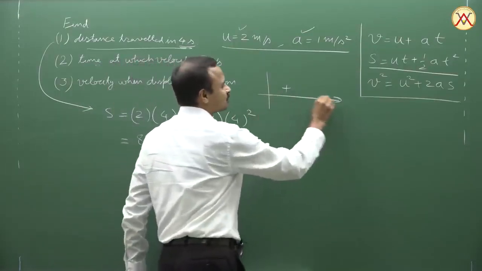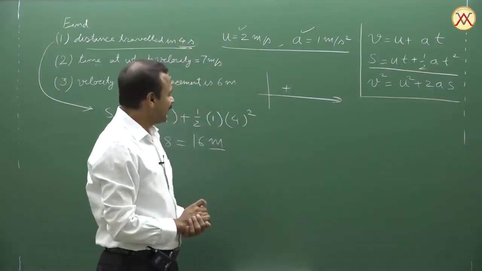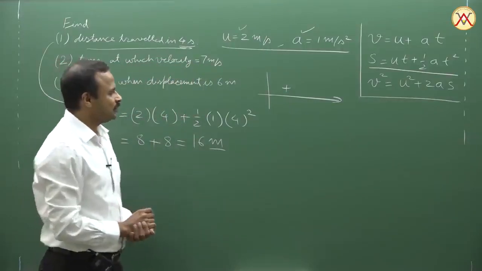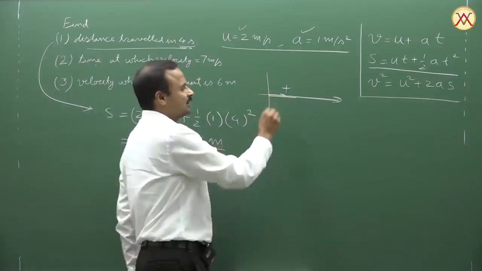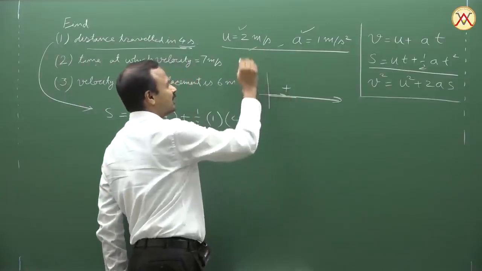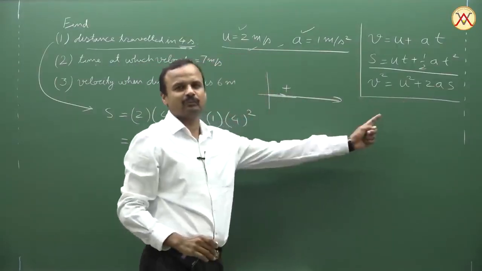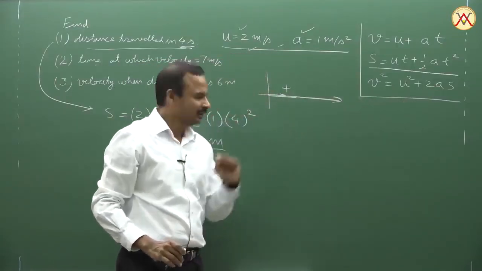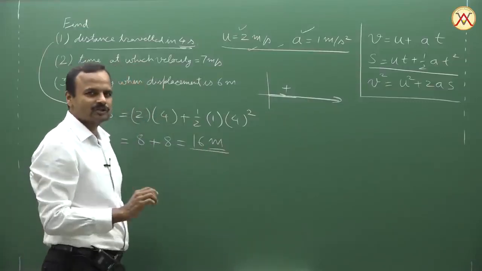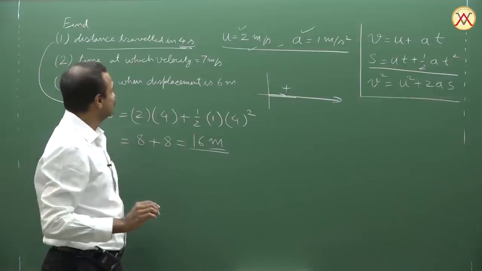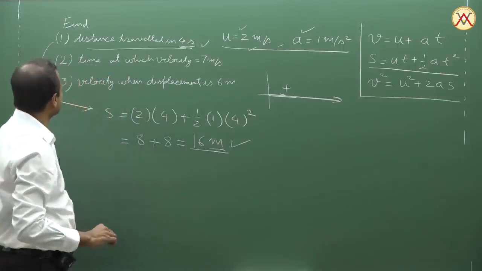If the particle goes straight and then it turns and comes back, in such a scenario, distance and displacement can be different. But here, there is no question of its turning back because initial velocity and acceleration are in the same direction. So it starts with a velocity of 2 meters per second and its velocity will keep on increasing. So it is not turning back, it is going in the same direction. So this 16 meters is also the distance traveled. So the answer to the first part, distance traveled, is 16 meters.